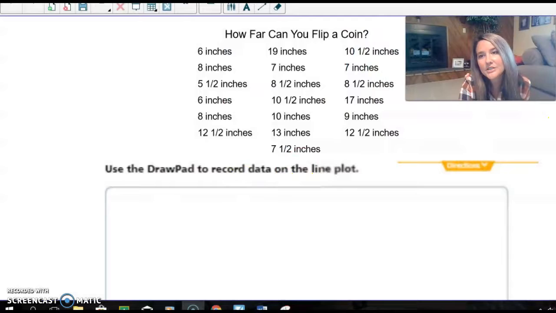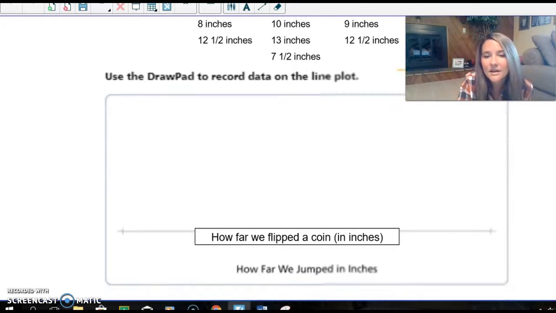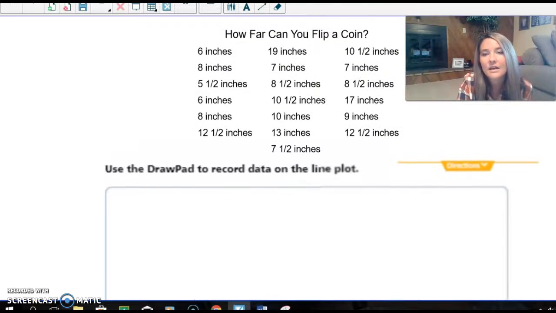And what I want you to do if you are at home, I do want you to pause the video so you have all the measurements right there for you, because you're going to be creating a line plot. So let's talk about how we create a line plot. What do you need to do first after analyzing and studying the data?